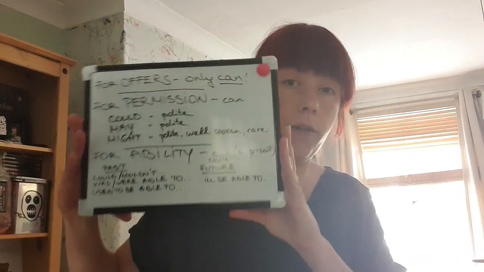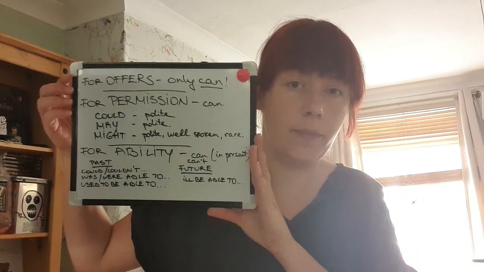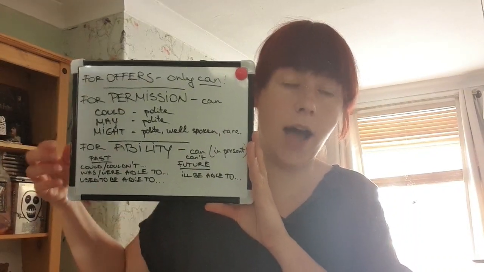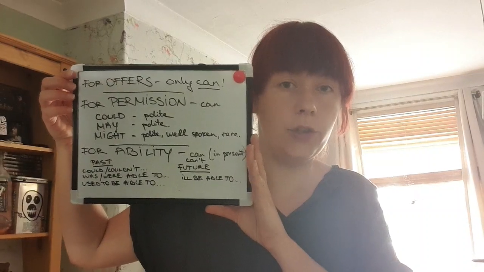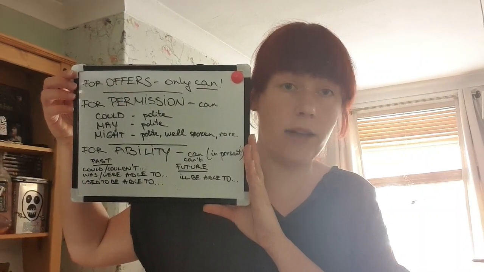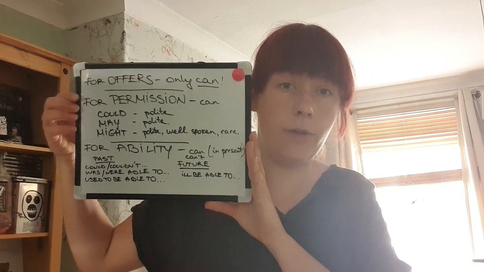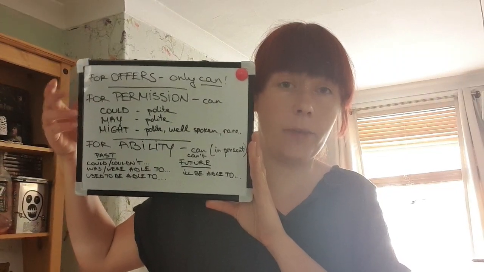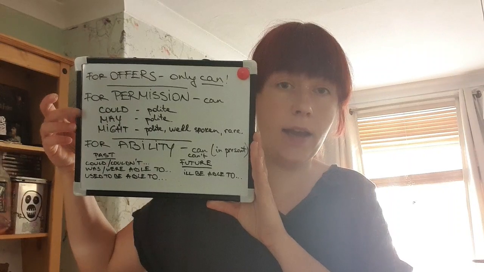Okay, so that's that. Because it was a lot of information in this lesson, I have just written it all down for you. So if you want to take a paper and a pen and write it down, it's up to you. Or you can just watch this video afterwards and pause it and copy that over. So we covered the 3 sections: offers, permission, and ability. The modal you can use for offers is can, that's the only one. And then for permission, apart from can, you can also use could, may, and might.